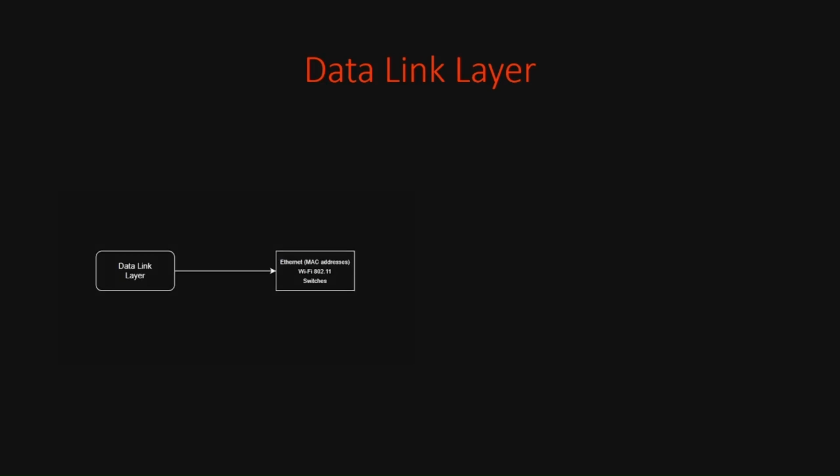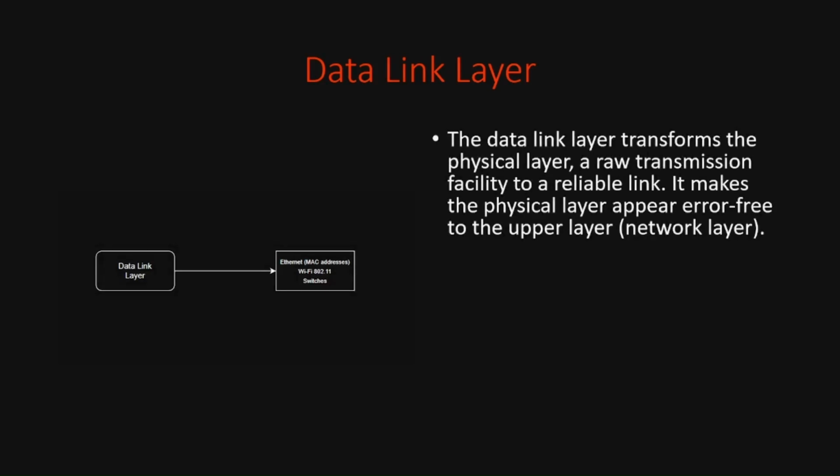Let's climb one level above the physical layer and enter the second floor of our OSI building, the data link layer, the layer that brings order and reliability to the chaos above. While the physical layer simply sends raw bits as signals, the data link layer steps in like a guardian. It transforms the physical layer, a raw transmission facility, into a reliable link. Its purpose is to take something noisy and unpredictable and make it look clean and dependable. To the network layer above, the data link layer makes the entire physical system appear error free.